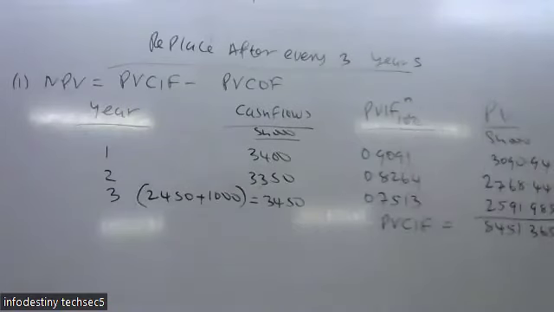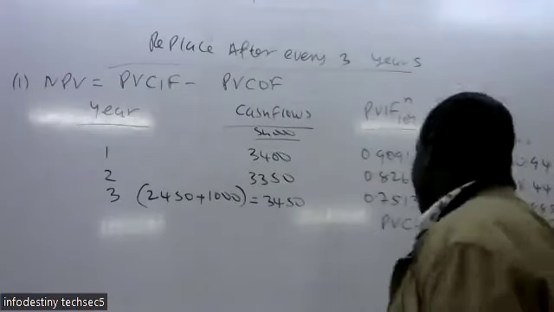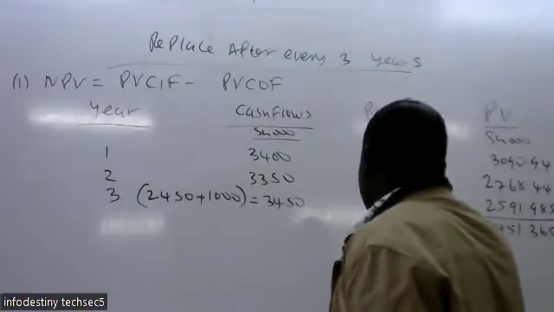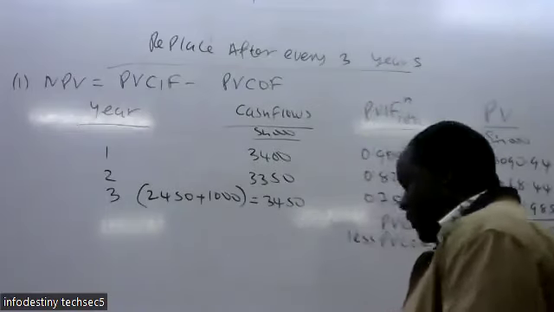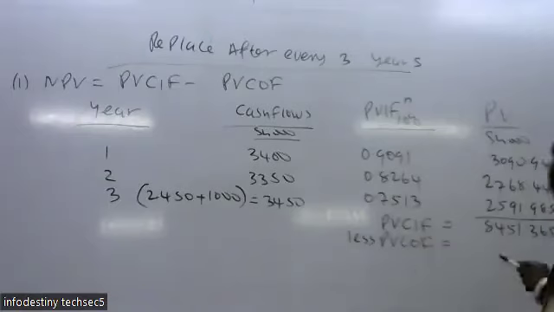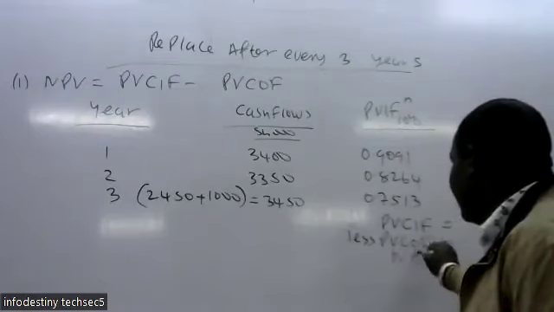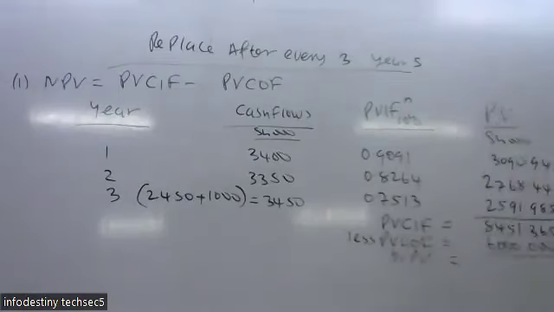So we need now to get the present value for the cash outflows, which was the initial cost. And the figure was 6 million. So that NPV should be 2,451.365. So that's now step one.